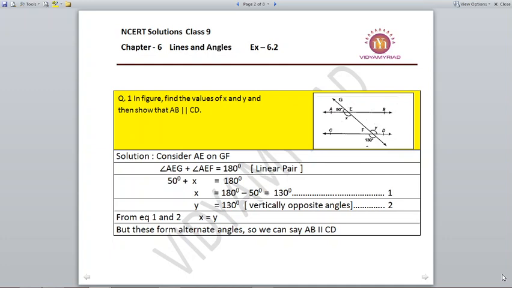Similarly, just look at the CD line and we can see that 130 is equal to y because of the vertically opposite angles. Now, x is also 130 degrees, y is also 130 degrees. So, that means x is equal to y. These form the alternate angles. So, we can say that AB is parallel to CD.